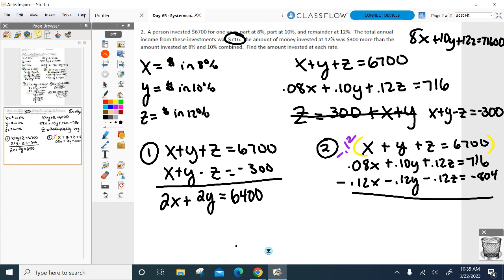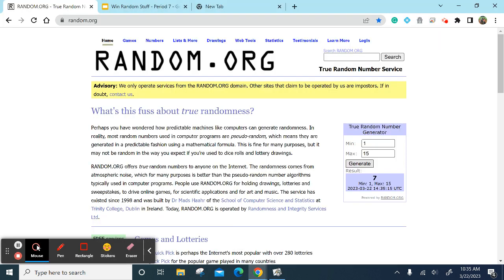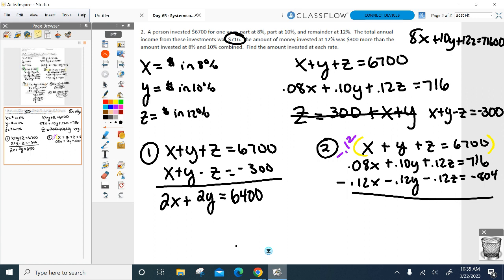All right, z's cancel. What am I left with? Again, decimals, take your time. How many x's? What's the deal with the x? 7. That you, Tim? Yeah. Okay, what's with negative 0.04 times x minus 0.02y equals negative 88. Okay. Whew, those decimals are nasty.